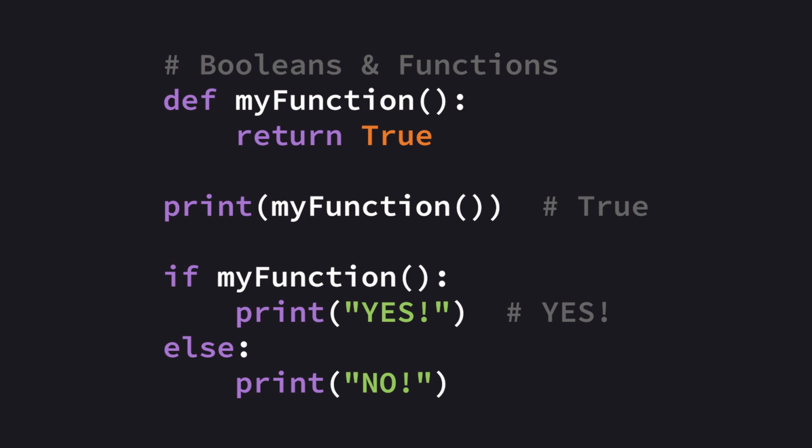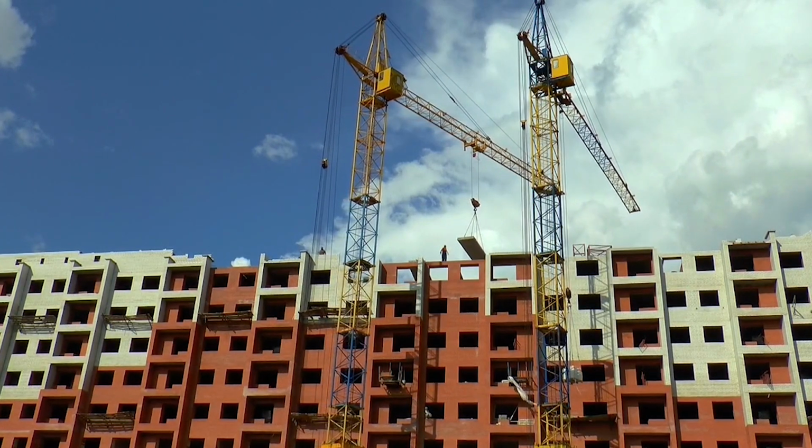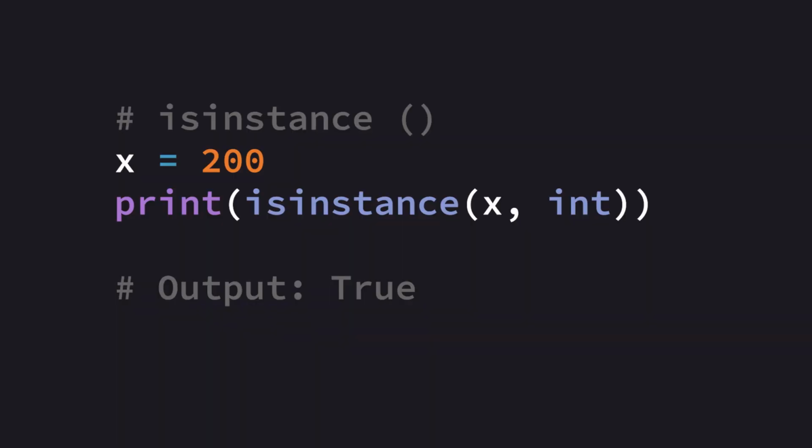Functions in Python can also return Boolean values. Python includes many built-in functions that return Boolean values. One such function is isinstance, which checks if an object is of a specified data type.